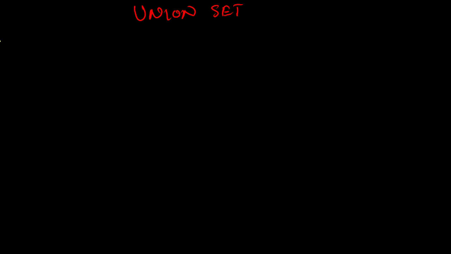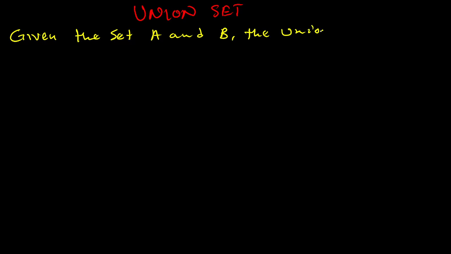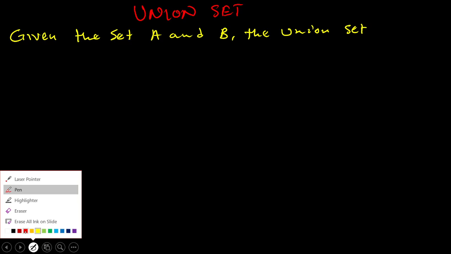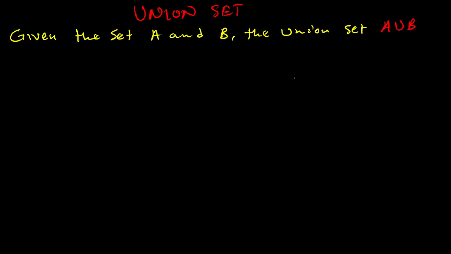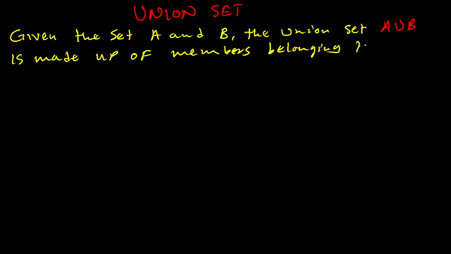Alright. So when you talk of a union set, given the sets A and B, the union set, which is represented as A union B, is made up of members belonging to set A or set B. So I've used the word or.